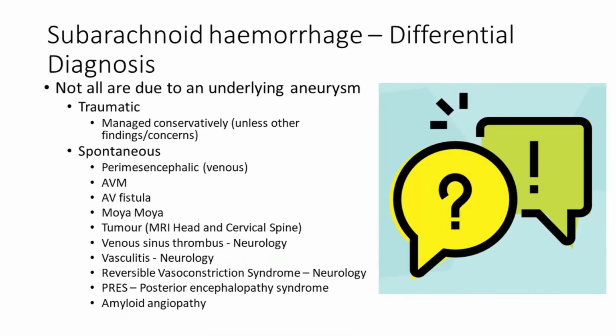The other differentials also to be considered in any subarach is it may not always be due to an underlying aneurysm. That's the emergency that is why they're under neurosurgery. But there are other things, so traumatic, and occasionally you'll get blood in the basal cisterns, but also spontaneously you can get a venous perimesencephalic bleed. It can be from AVMs, AV fistulas, moyamoya disease, tumours, which is why sometimes MRI heads and cervical spine scans get ordered for those. You can have venous sinus thrombi and cortical vein thrombus managed by neurologists.